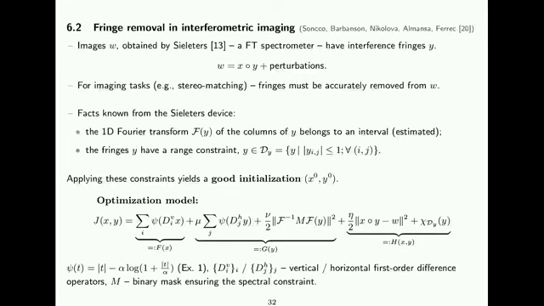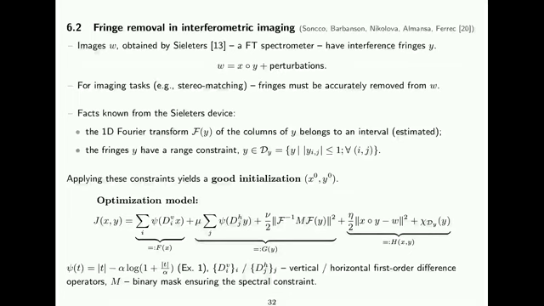The fringes have a range constraint, so the optimization problem we consider is of this form. Let me mention first that using a multiplicative model was quite new in this field, and this gave rise to very small perturbation terms. I will give some illustration later on. And in this case, applying only the constraints gave us a very good initialization.